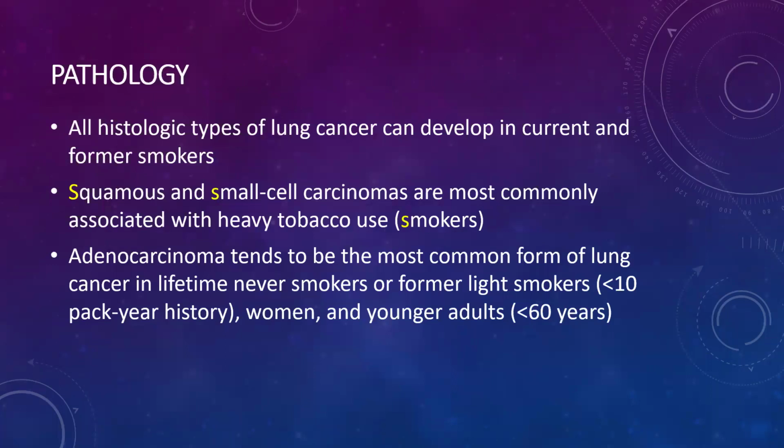So all histologic types of lung cancer can develop in your current and former smokers, but your squamous and small cell carcinomas are most commonly associated with heavy tobacco use. So squamous and small cell are usually seen in smokers, while your adenocarcinoma tends to be the most common form of lung CA in never smokers, former light smokers, women, and younger adults.